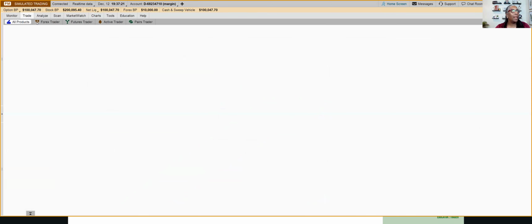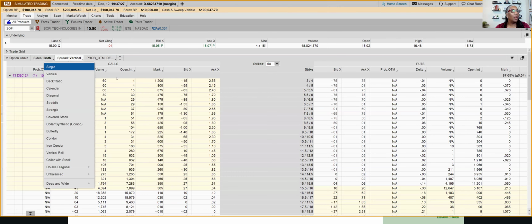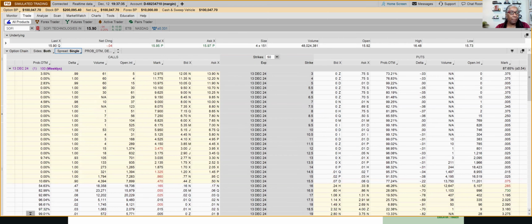Now we're going to the trade. This is the put side. Let me get my pencil ready so I can draw some stuff. We're on the puts side. We're doing a put credit spread. And we're looking for a strike below 15.28.